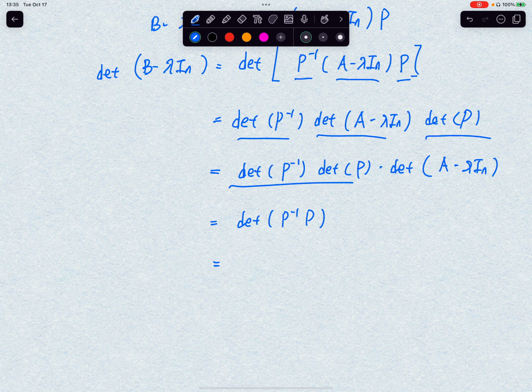So that is in fact the identity, and we know that it is only one, so let us cancel this. So we have the desired determinant of A minus lambda I_n. So the equation is constructed and we are done.